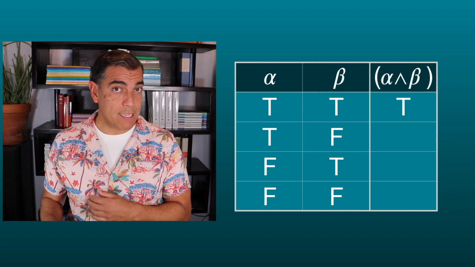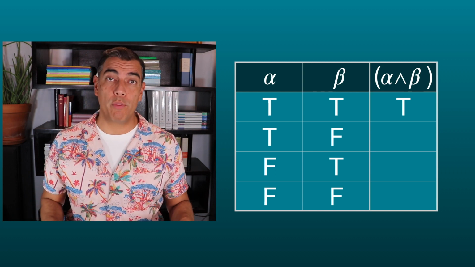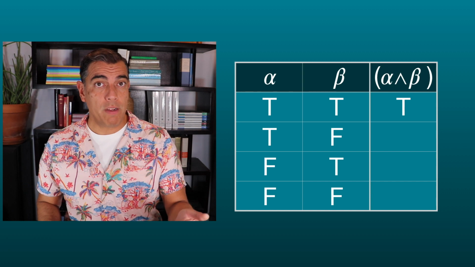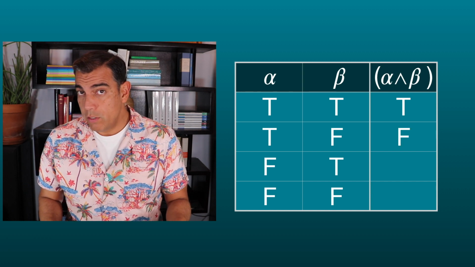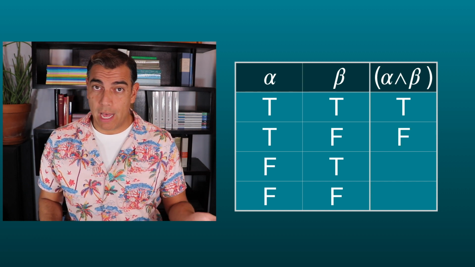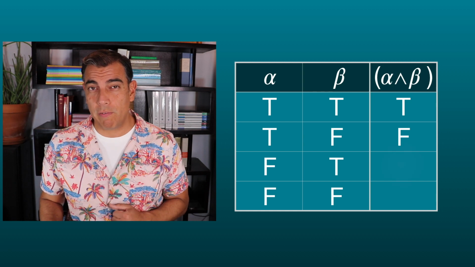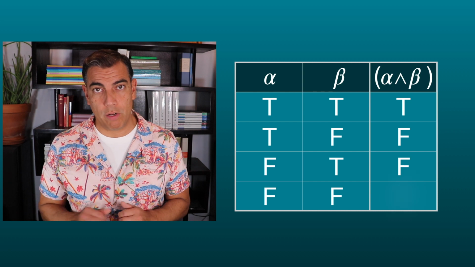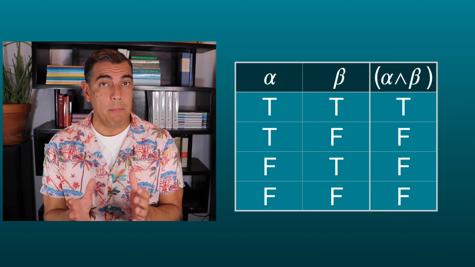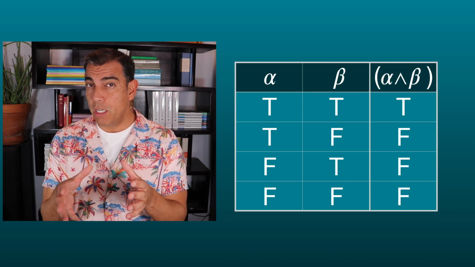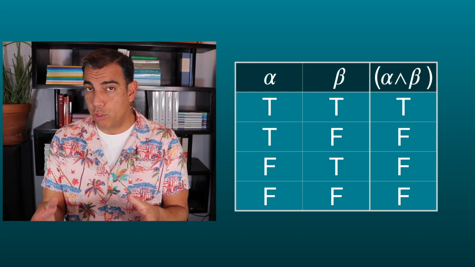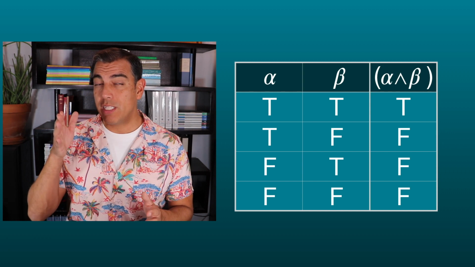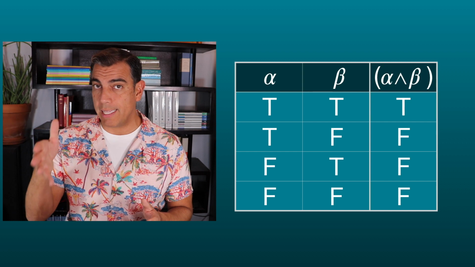When beta is false, for example, it's not the case that you have both alpha and beta. So alpha and beta would be false. If alpha is false, again, it's not the case that you have both alpha and beta, so alpha and beta is false. And if you don't have either one, well then clearly alpha and beta is also false. So those are the 4 possible combinations of truth values of the propositions that can go into making up a conjunction. And given those truth values, here is the list of the truth values that the conjunction would get.